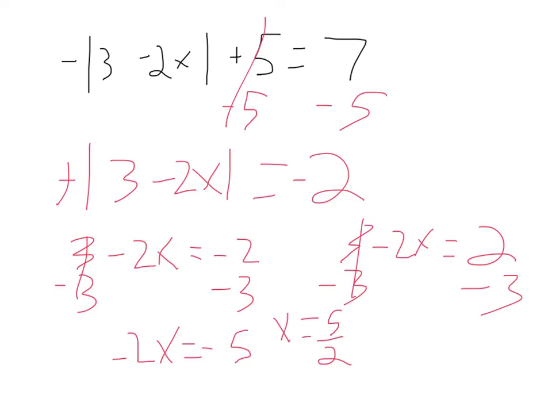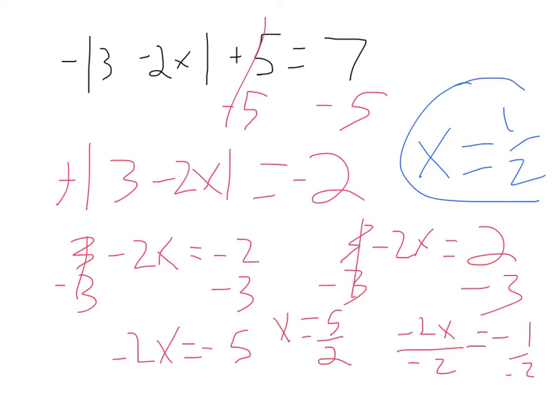On the right-hand side, 2 minus 3 is negative 1. And divide both sides by negative 2. Then I get negative 1 divided by negative 2 is positive 1/2, so then my two answers are, I ran out of space here, my two answers are x equals positive 1/2 and x equals positive 5 halves.